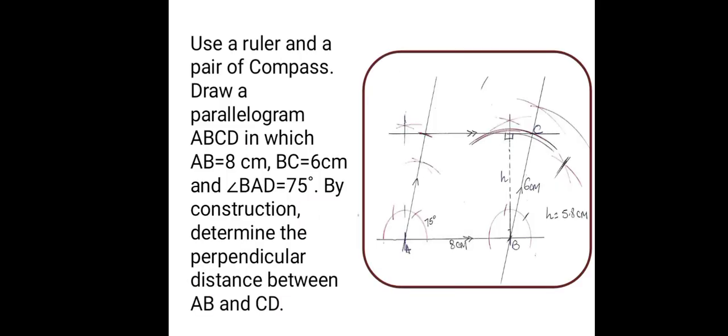Use a ruler and a pair of compasses. Draw a parallelogram ABCD in which AB is equal to 8 cm, BC is equal to 6 cm, and angle BAD is equal to 75 degrees. By construction, determine the perpendicular distance between AB and CD.